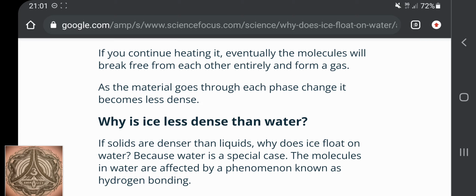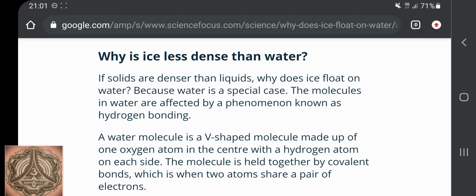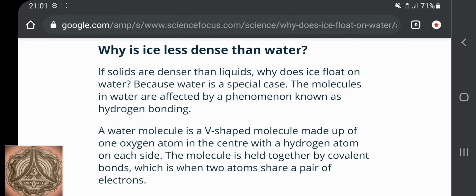If you continue heating it, eventually the molecules will break free from each other entirely and form gas. And if the gas is heated, it is plasma. As the material goes through each phase, it becomes less dense. So now, why is ice less dense than water? If solids are denser than liquids, why does ice float on water? Because water is a special case. The molecules in water are affected by a phenomena known as hydrogen bonding.